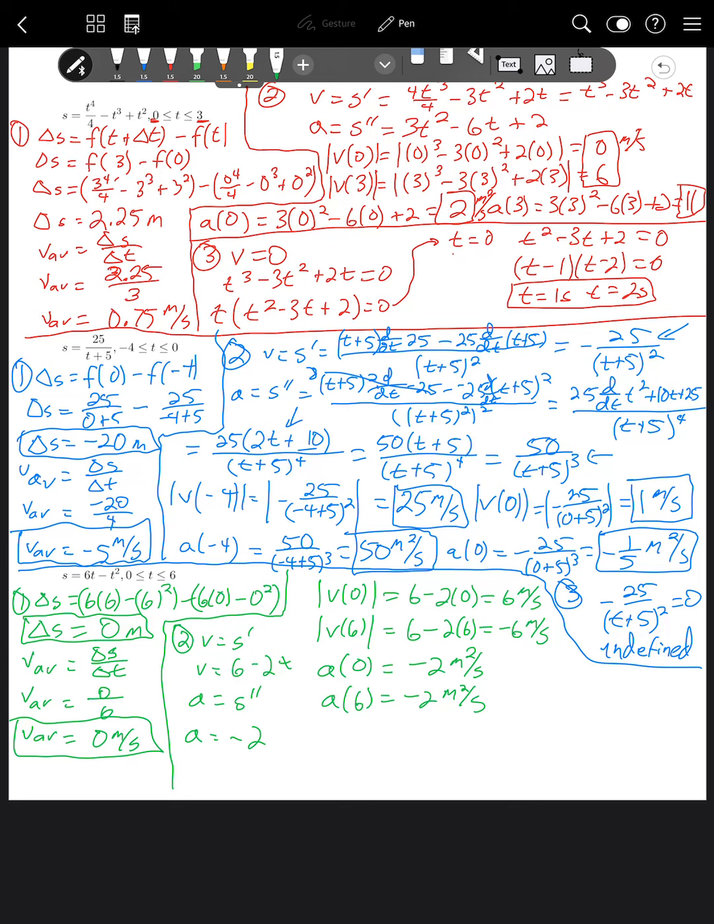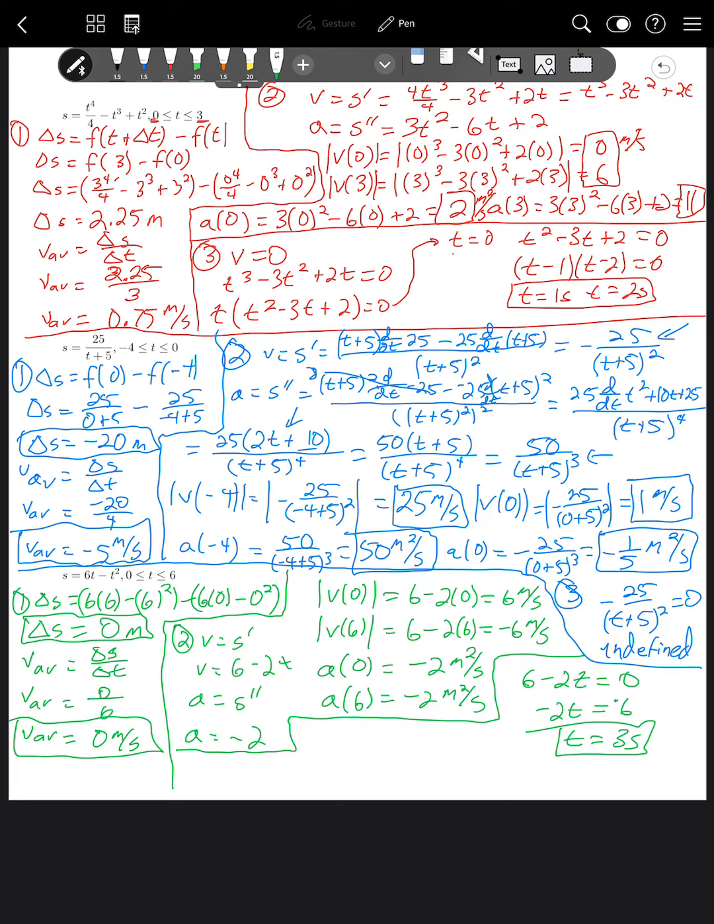And then the last thing here is where, if at all, is the velocity equal to 0? Well, I can tell you right now that the velocity is going to be equal to 0 somewhere because we go from a positive velocity to a negative velocity, which means we have to cross the x-axis for that to happen. So we figure that out by setting the velocity equal to 0. So negative 2t equals negative 6, so t equals 3. So at time equals 3 seconds, the velocity was equal to 0.